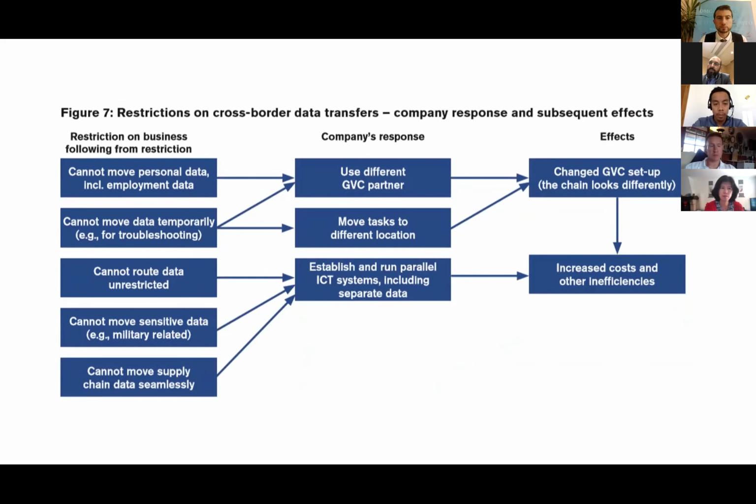Again, this is the same thing, but this time we based it on cross-border data transfer restrictions. You have the same kind of effect there. On the one side, you can see what happens to the company if they face restrictions on cross-border data transfer, usually personal data.